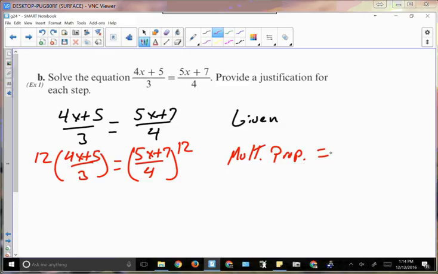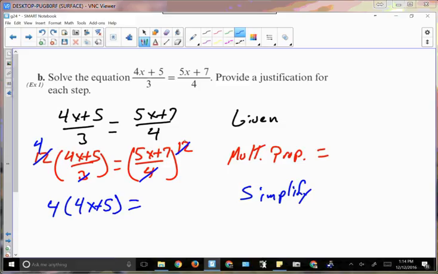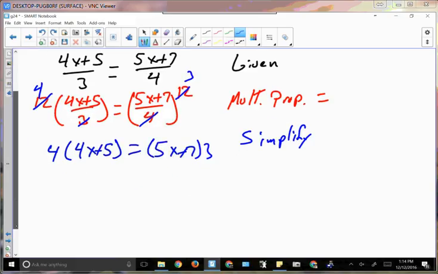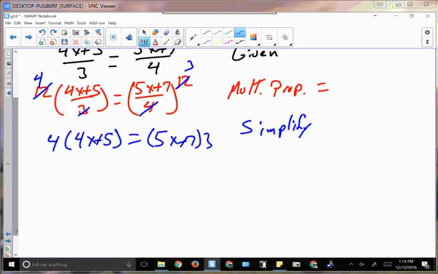So, when I get down to this next line, what should I write down as my reason, Caleb? This is simply going to be a simplify. Why? Because that cancels with that, and I have 4, so I end up with 4 parentheses, 4x plus 5. Cancels with this, and I get a 3, so that means that I have parentheses 5x plus 7, the 3 out there. So, now I need to do the next step.